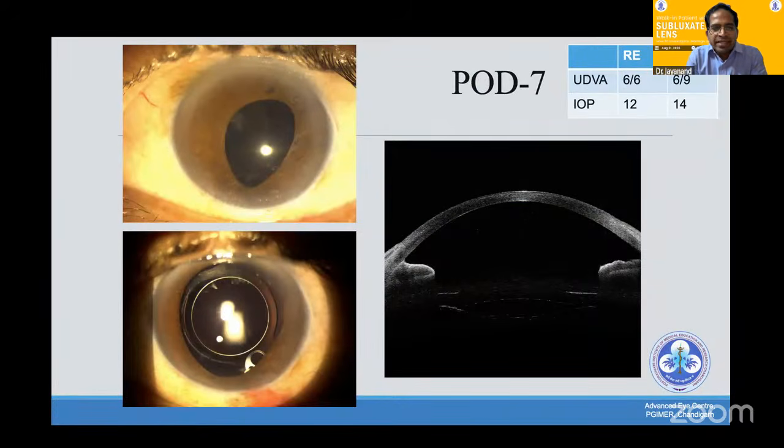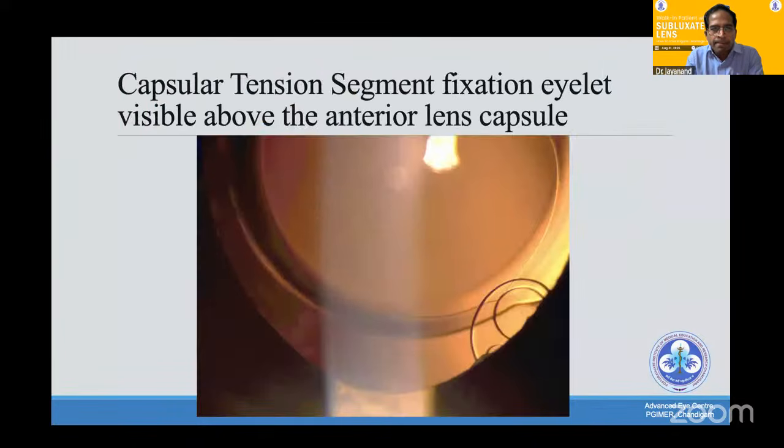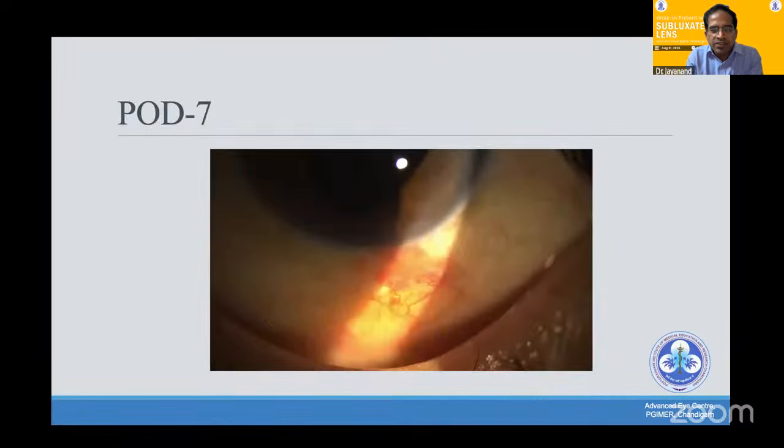This is post-op day 7. We can see a very well centered IOL on ASOCT as well. And this is a magnified view with retroillumination. We can see the fixation eyelet well above the anterior capsule. And the suture is also well covered with the sclera.